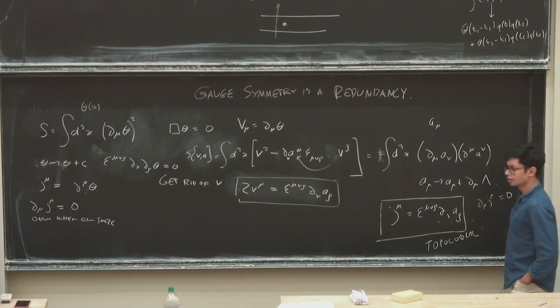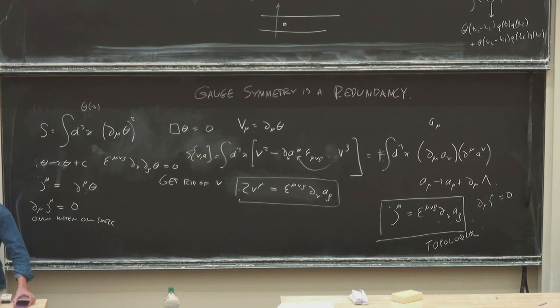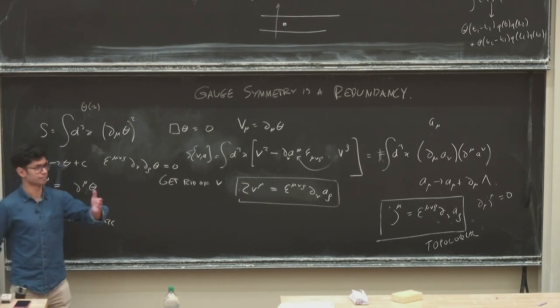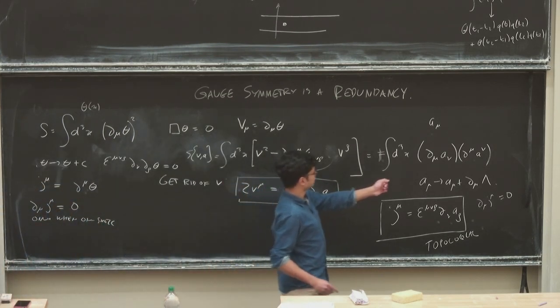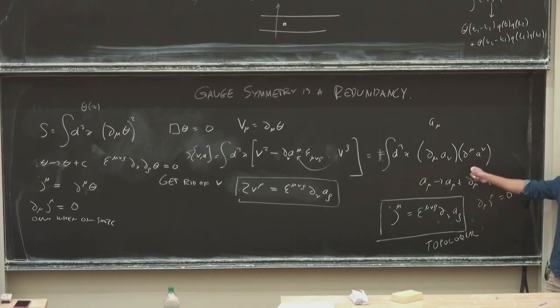Okay, so I really like this example because it honestly shows you a lot of very interesting physics that's going on. So let me ask you another question. This theory has a massless photon. Why is the photon massless in this theory?